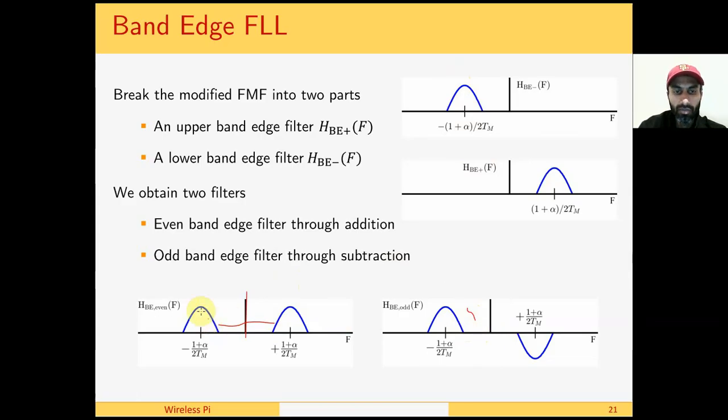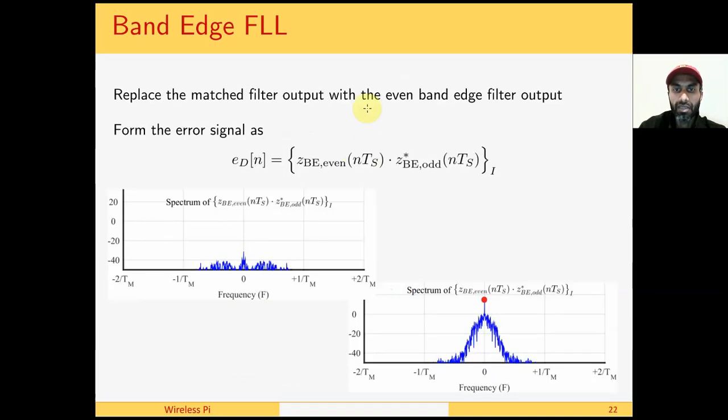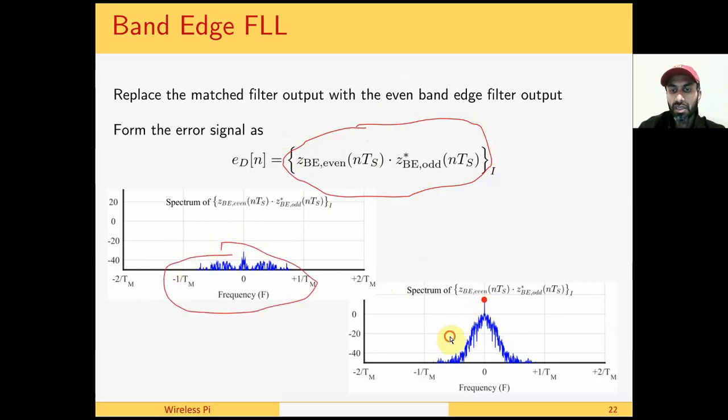Now, we see that when we replace the match filter output with the output of the even band edge filter and keep the odd band edge filter as it is, we can form a new error signal which is given by the product of the two quantities. When the convolution happens in frequency domain, you can see in the case of no CFO there is hardly any signal present, and in the case of a frequency offset, all the extra spectral components are gone.